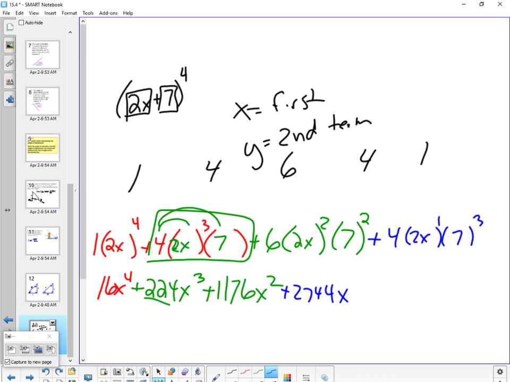And then finally the last number, I can't fit it here. It'll be plus 7 to the fourth, won't it? Yep, plus 2401. So there we go. There is 2x plus 7 to the fourth, expanded, and we did it on 1 page and not 3.